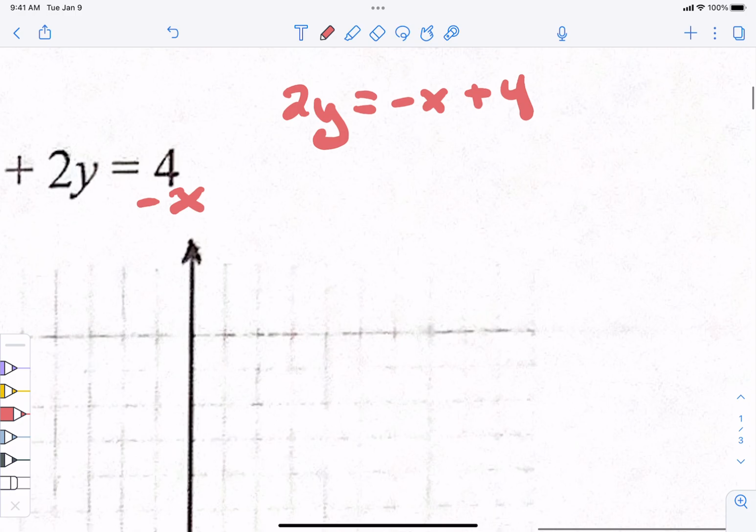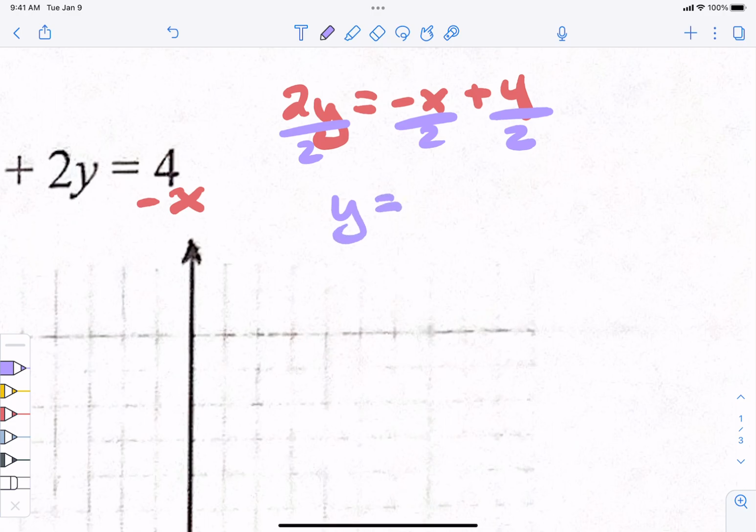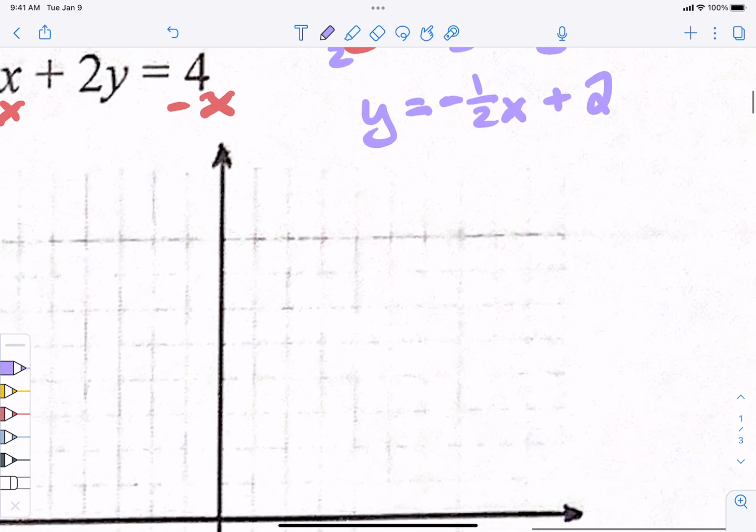Okay, then what? Divide by 2. And I divide everything by 2, right? Everything. So y equals, what's negative x over 2? Negative 1/2 x. That's another way of writing it. I like to write it with numbers, okay? And then 4 over 2 is plus 2. Okay, then I need to graph that.